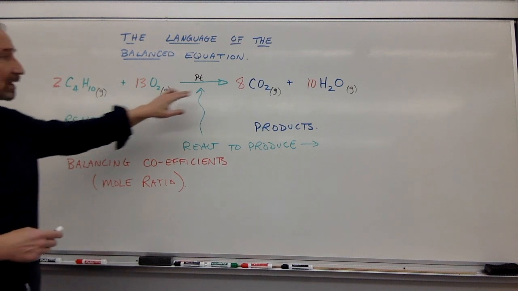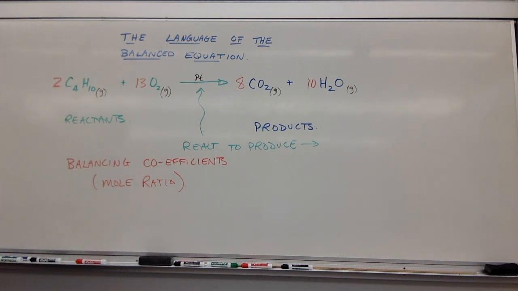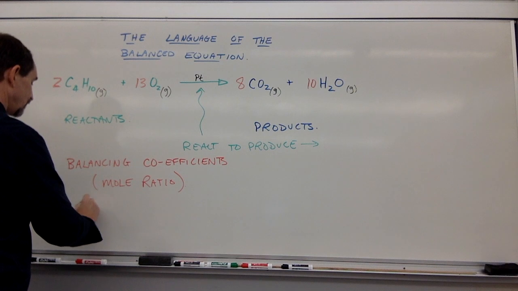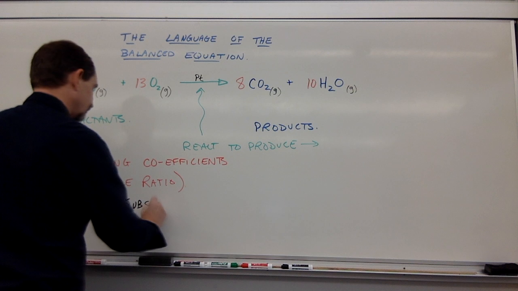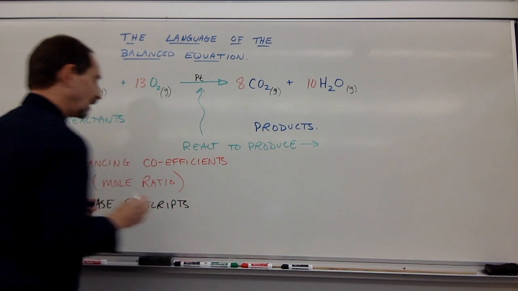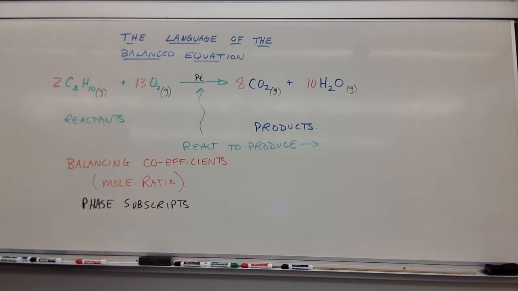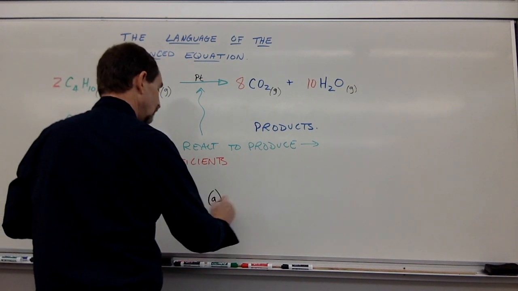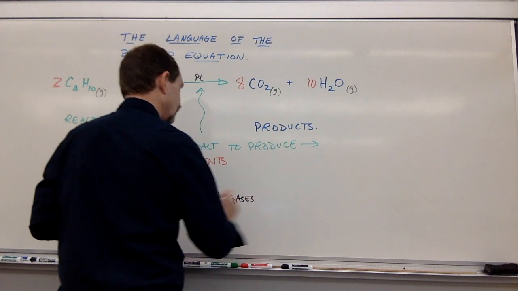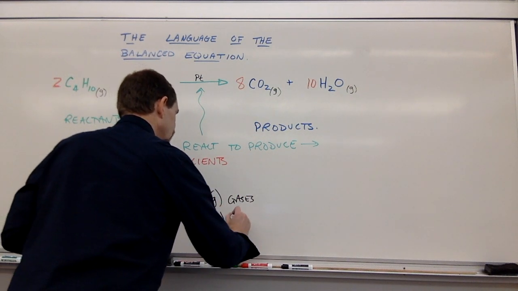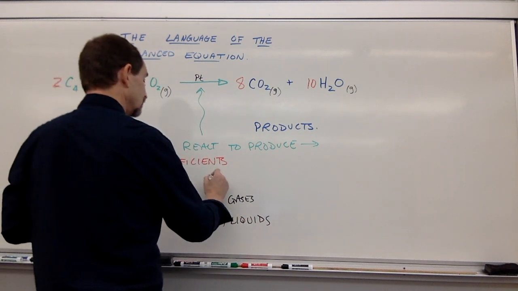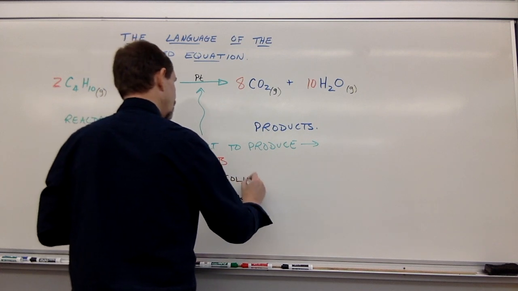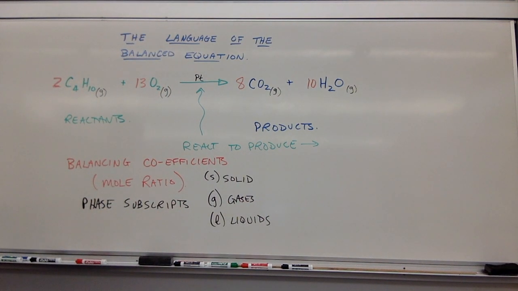Those little g's, they're a subscript. They are telling you the phase. They are the phase subscripts. And we have several phase subscripts that we often use in chemistry. G refers to gases. L refers to liquids. If it's a solid, little s. And that seems like it, solid, liquid, gas.